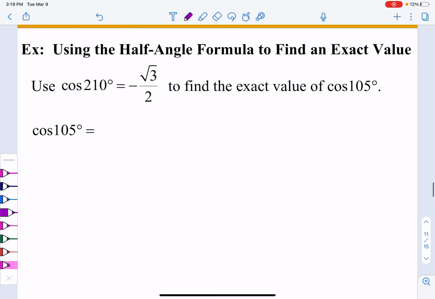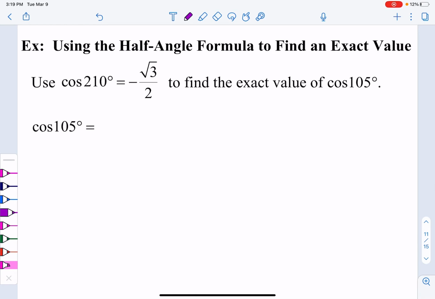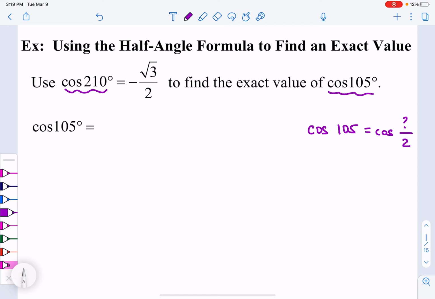Let's try an example. It says using the half angle formula to find an exact value. They tell us to use the cosine of 210 degrees is equal to a negative root 3 over 2 to find the exact value of cosine of 105 degrees. So if I have the cosine of 105, how did they figure out how to make it into a cosine of 210? If we are dealing with half angles, you have to think of the cosine of 105 as equal to the cosine of what divided by 2. That's where this 210 comes from. And then the cosine of 210, you find off of your unit circle.